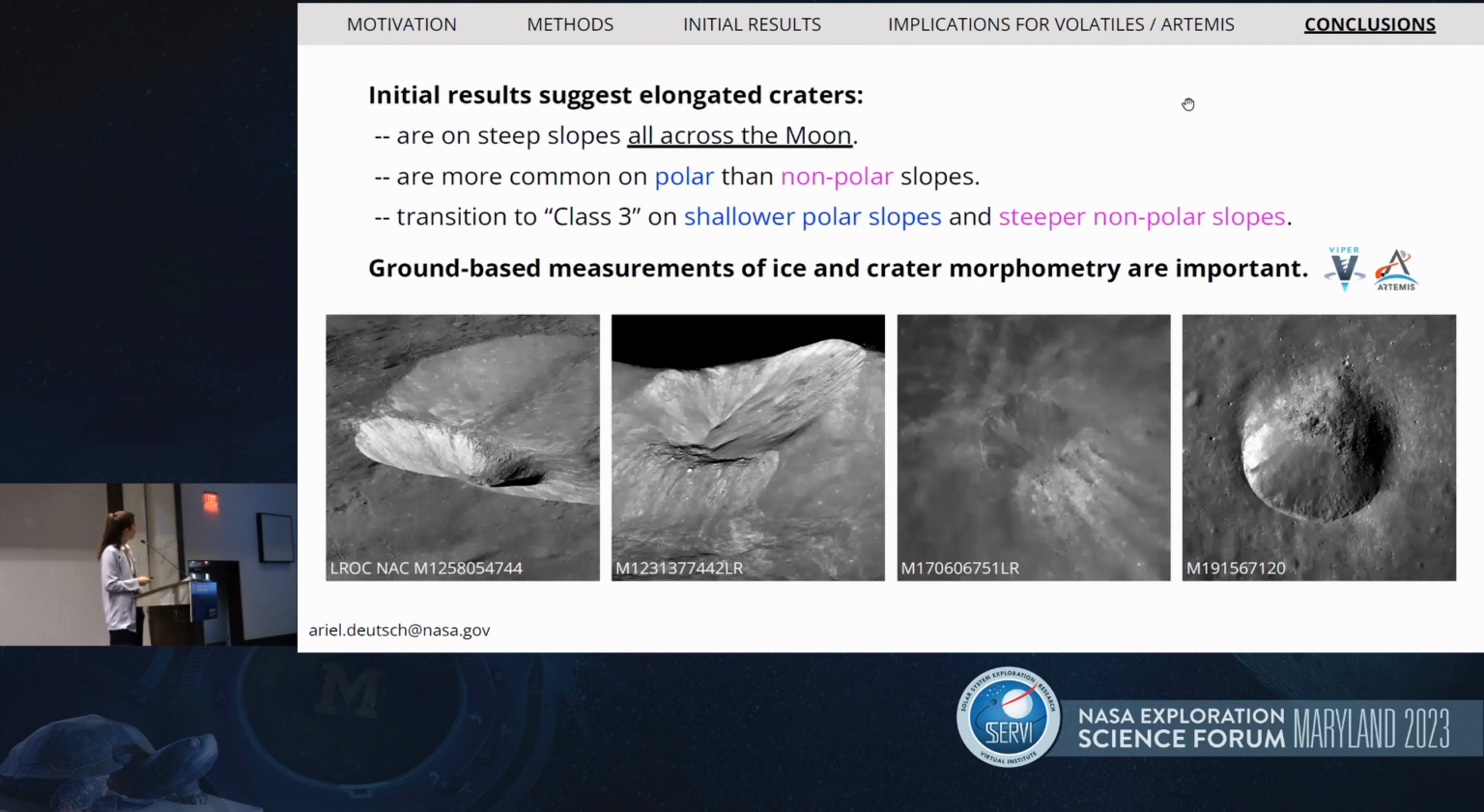So in conclusion, our initial results so far show that elongated craters are on steep slopes all across the Moon. This again underscores the importance of accounting for target topography before you start using morphometric properties as a probe for understanding volatiles in the subsurface. But it is interesting that we find elongated craters tend to be more common on polar slopes than on non-polar slopes. And they also appear to transition to class 3, more degraded looking craters, at shallower slopes in comparison to their counterparts formed on steeper slopes. And thank you very much.